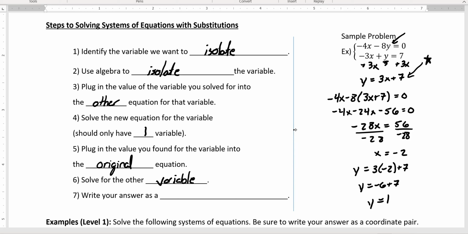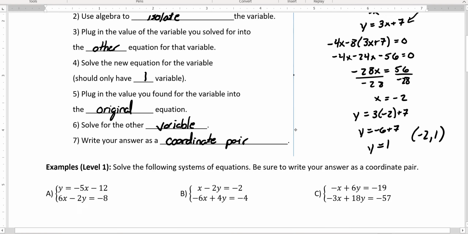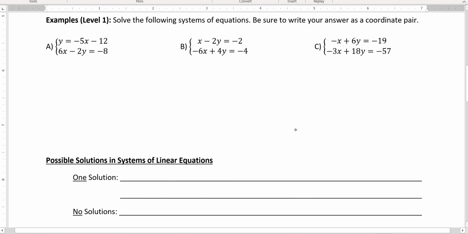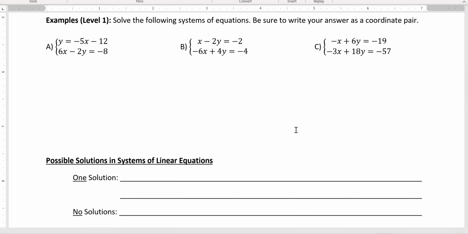And of course, since this is a system of equations, we need to write our answer as a coordinate pair because it's an actual coordinate where these lines cross, and that would be at the coordinate negative 2, comma 1. And that's the process. So if you would like to go ahead and do A, B, and C on your own to make sure you got it, go ahead and do that. Otherwise, we can do it together. If you want to do it on your own, pause it, and then you can check it as we go through it together. Otherwise, let's go ahead and start with letter A.